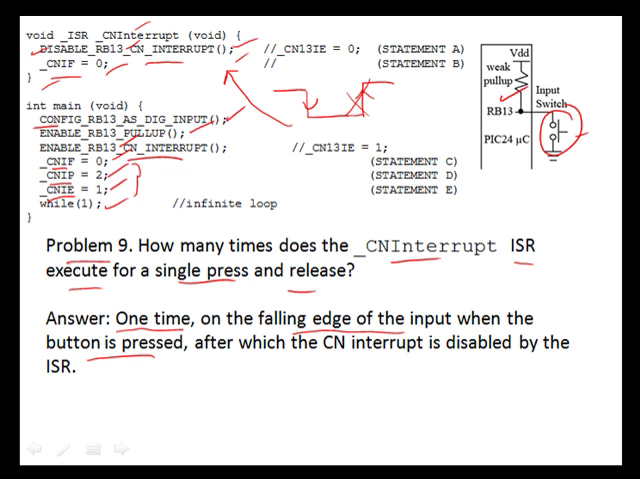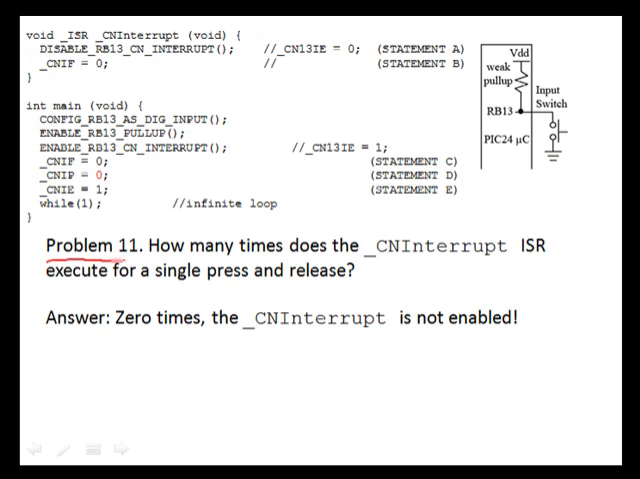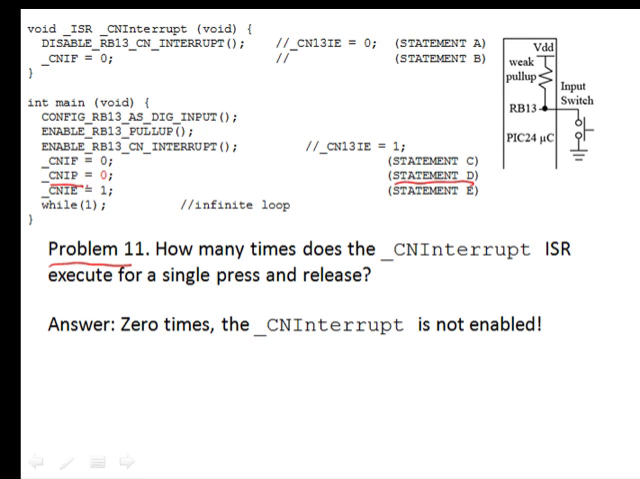Problem 11 takes the code of problem 9 and changes statement D such that the change notification interrupt priority is now 0. The question remains the same. How many times did the change notification ISR execute for a single press and release of the switch?